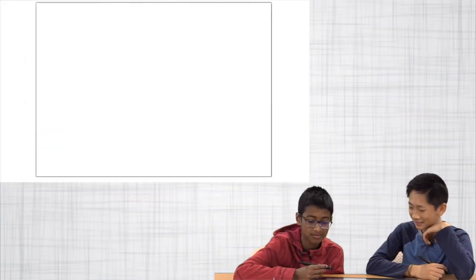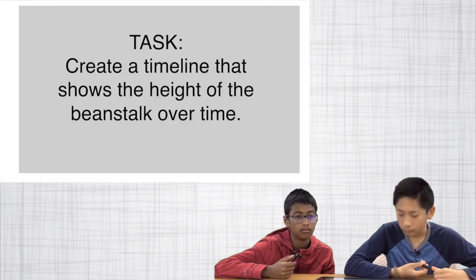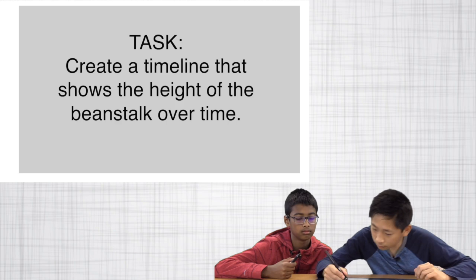Okay, now that we have ideas for how to create a timeline, let's make a timeline that shows the height of the beanstalk over time. Last time we worked with a sprout that tripled each day. Let's say that when Jack was given the sprout, the height measured 1 centimeter. Create a timeline that shows the height of the beanstalk over time.